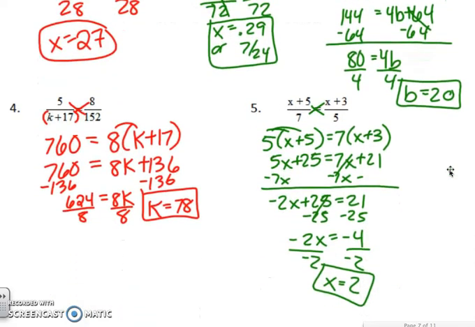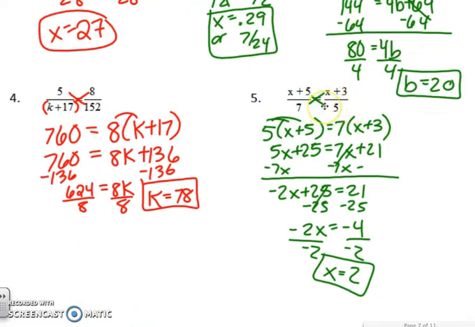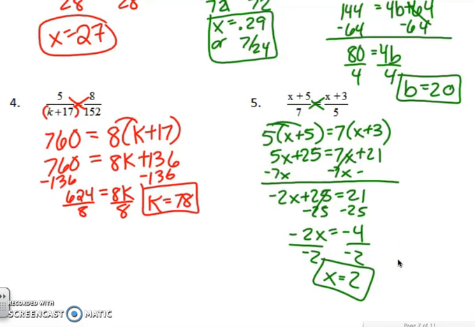And then on number 5, you actually had a variables on both sides problem because you had two terms in both of the fractions. So I subtracted 7x. Again, you could have subtracted 5x and done this a little differently, but you should have ended up getting x equals 2.